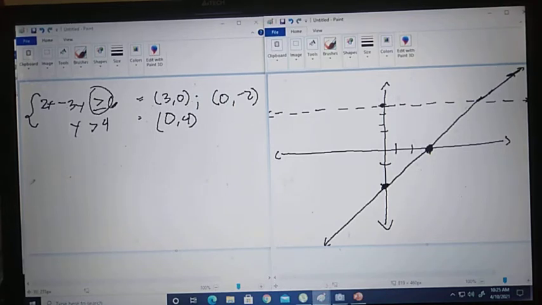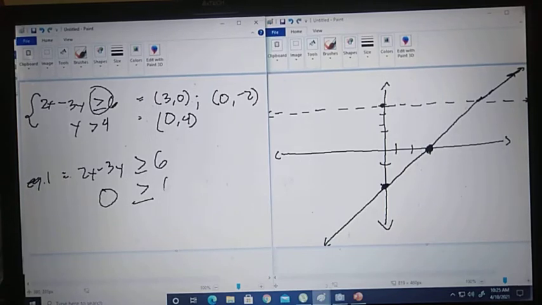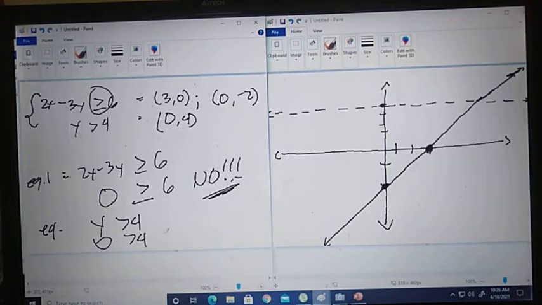Okay, sa equation 1 tayo. EQ1. 2x minus 3y is greater than or equal to 6. 0 is greater than or equal to 6. Yes or no? No. How about equation 2? Y is greater than 4. 0 is greater than 4. It's no ulit.